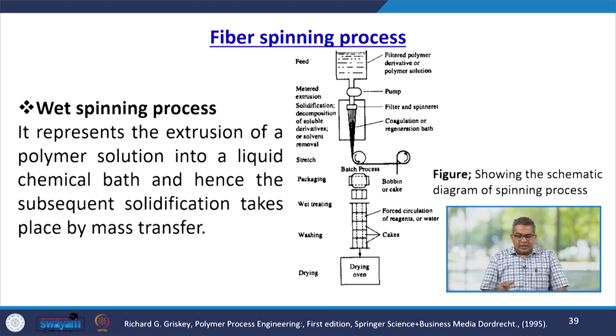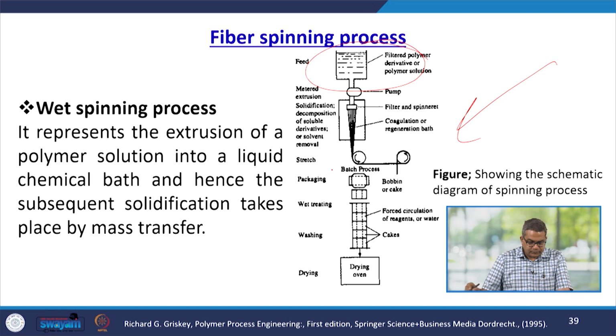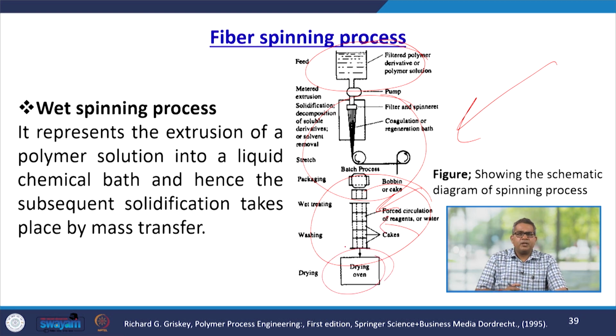Now the wet spinning process, this figure represents the wet spinning process. This represents the extrusion of a polymer solution into the liquid chemicals bath, and hence the subsequent solidification takes place by mass transfer. So here you see the forced circulation of reagent and of water and the cakes, and then there is a drying moment. So all these things are almost similar.